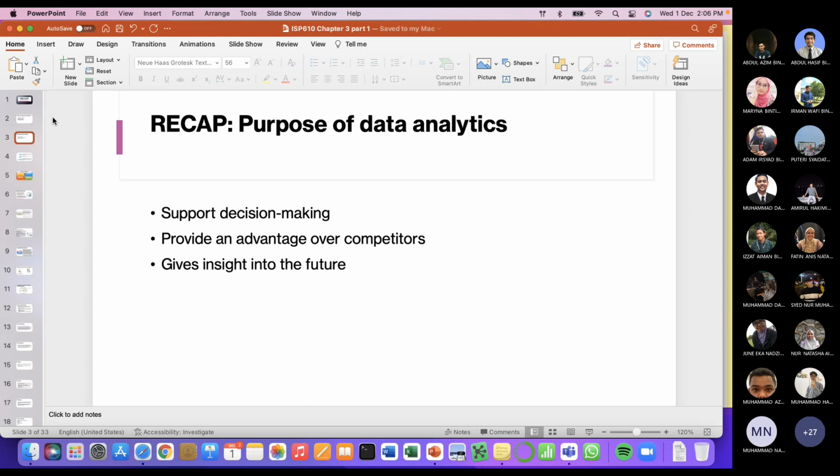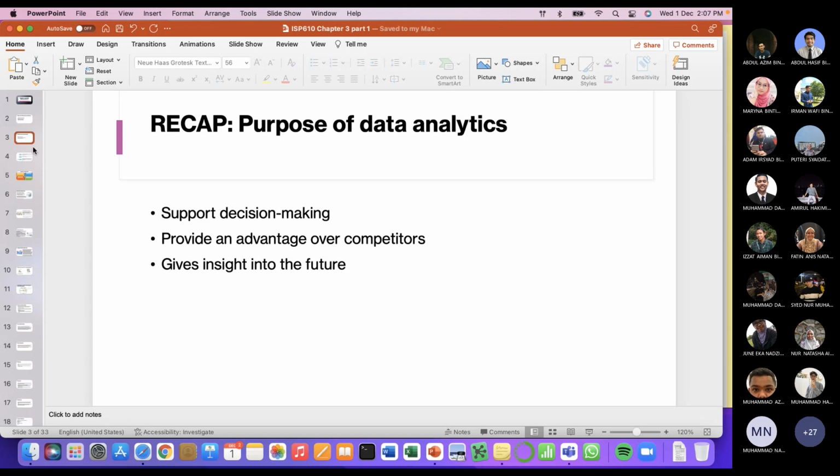We know that data analytics is meant to support decision making for the company or organization, and that it can also give an advantage to the company over their competitors, meaning that they can do analytics based on the data that they have to compete with their competitors. And if they do the correct, very extensive analysis, it can give more insights that they can use for their future plans.